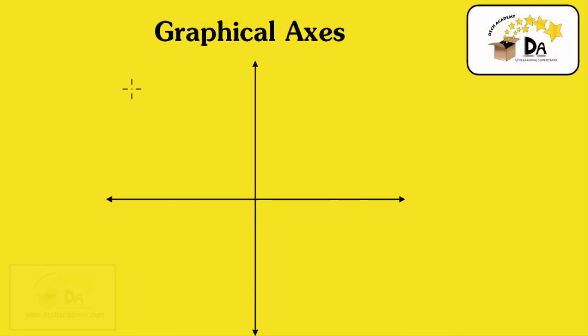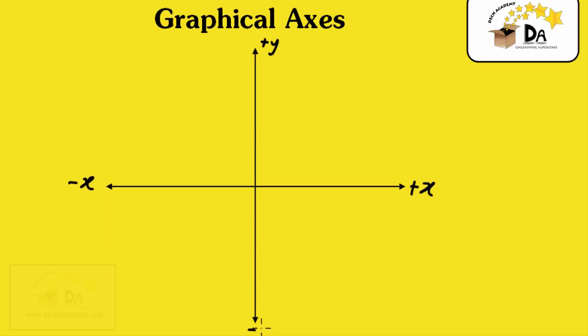So now we're going to quickly review graphical axes. You've come across this in your junior secondary school. You have plotted graphs before. But let's just quickly review the key concept. The horizontal axis is known as the x-axis, with the right hand half of it called the positive x-axis, so plus x, and the left hand half known as the negative x-axis, labeled with minus x. The vertical axis is known as the y-axis, with the top end known as the positive y-axis and the bottom end known as the negative y-axis.